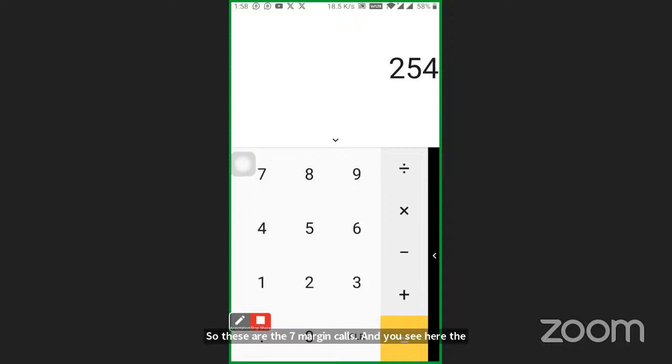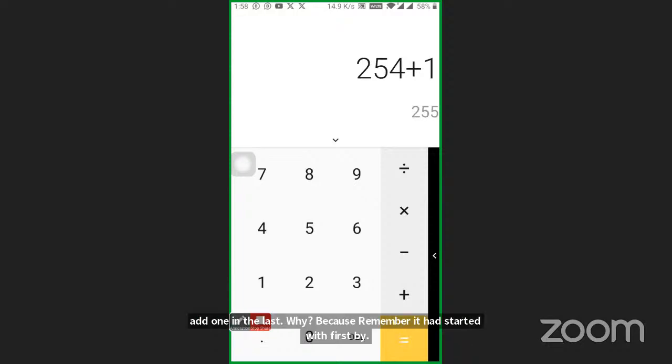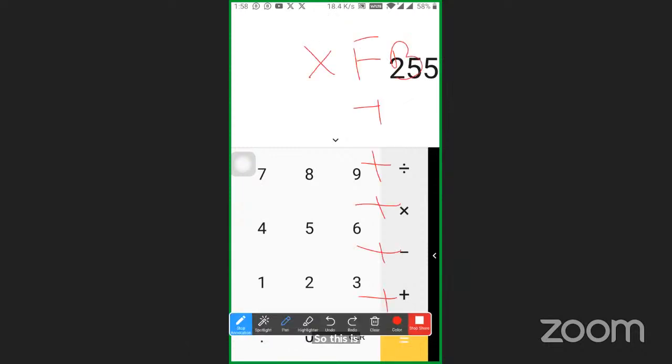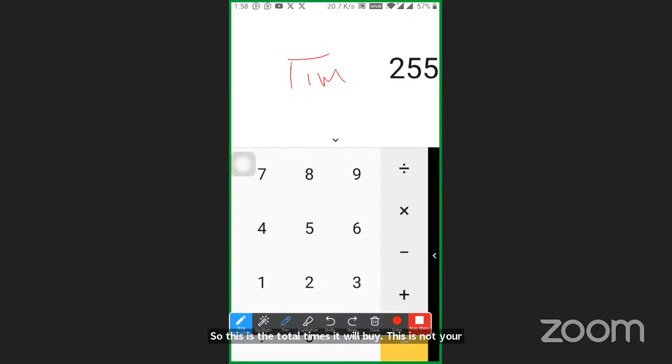But before we multiply with the first buy, you have to add 1 in the last. Why? Because remember, it had started with the first buy. It has not started with the first margin call. Before the first margin call, it has already bought the first buy. That is the first buy to start the trade. So the first buy is always 1 time of what we have given as the first buy. So this is the total times it will buy. This is not your capital still. It is times of what? Times of your first buy.